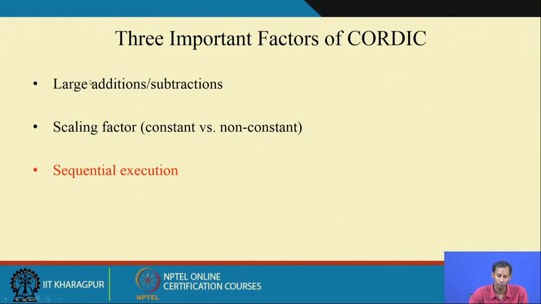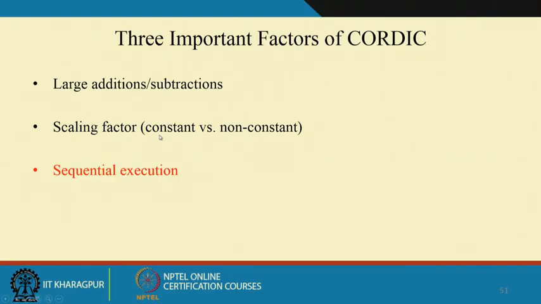The important factors related to CORDIC are, first, the addition and subtraction operation: if we choose a larger number of bits, the corresponding delay will be more. Then another thing is the scaling factor, which is 0.6073 in the fractional domain.